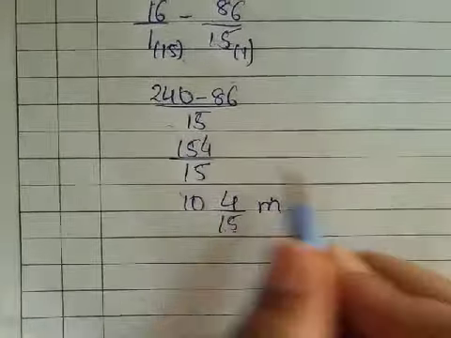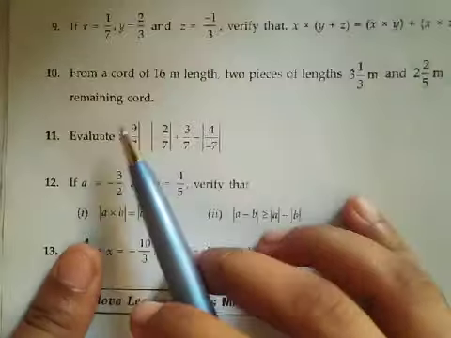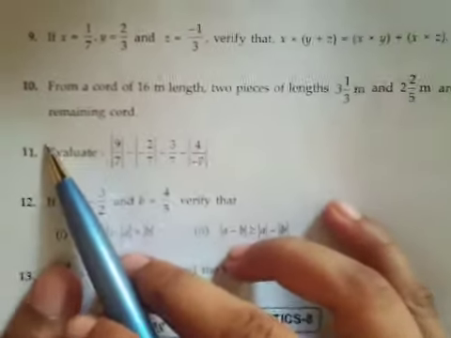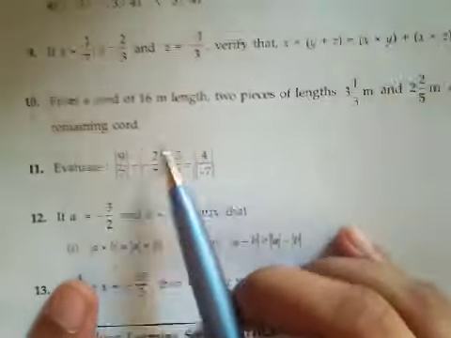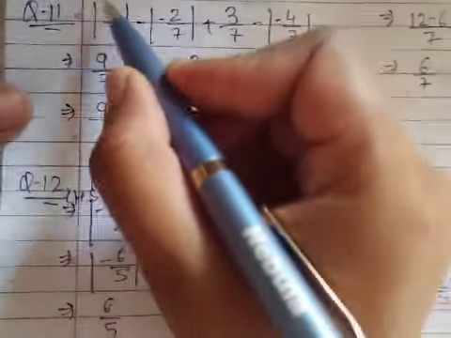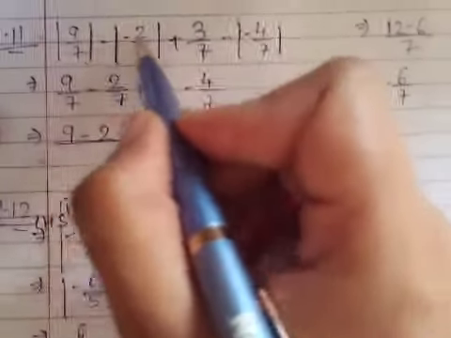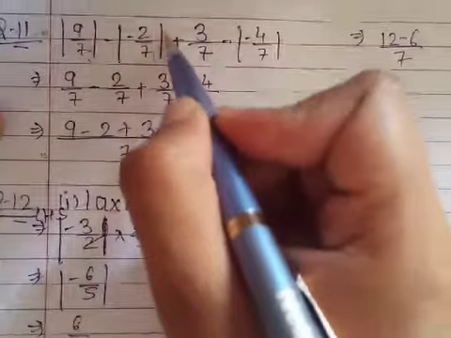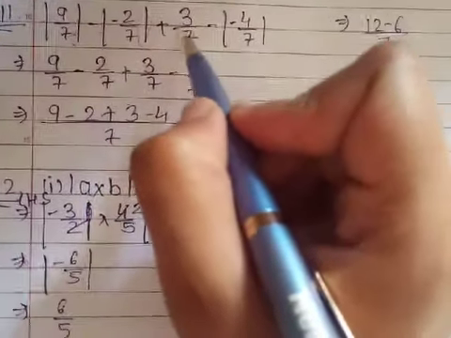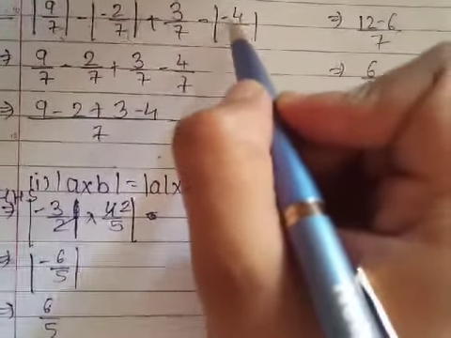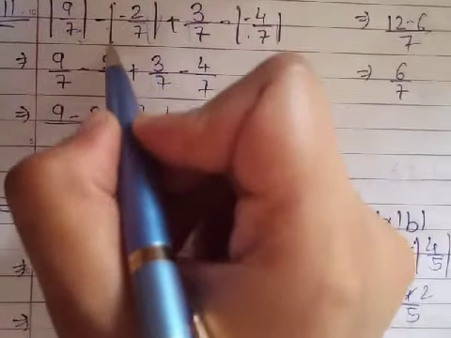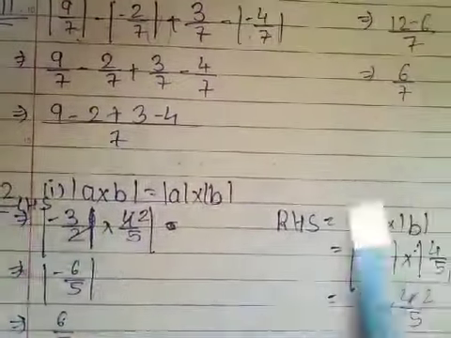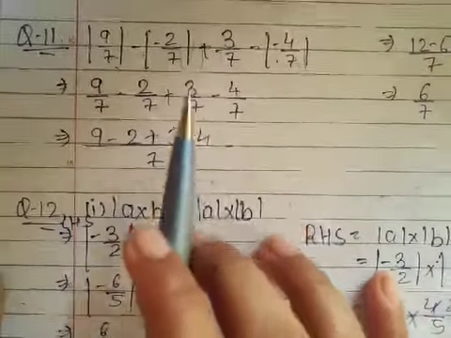You have to write the statement at last. Let's start with question number 11. Evaluate. You have to evaluate this whole fraction. So let's do it. Mod 9 by 7 minus mod minus 2 by 7 mod plus 3 by 7 minus mod 4 by 7. You can see these are the lines. It is called mod. And what is the meaning of mod?